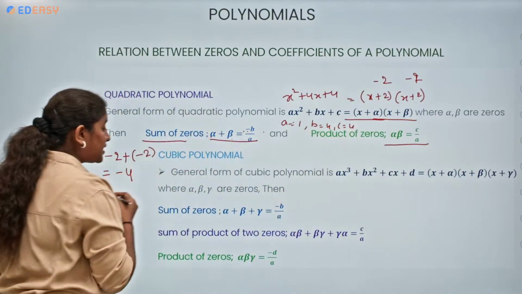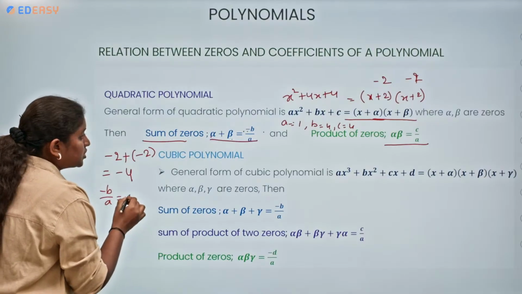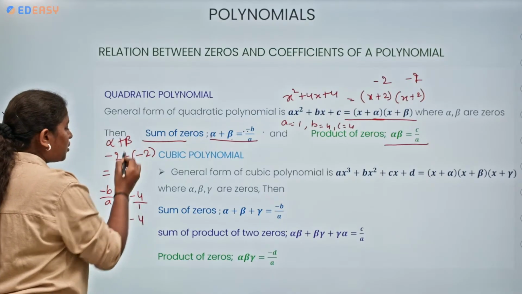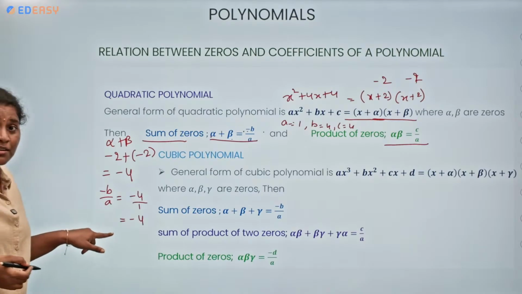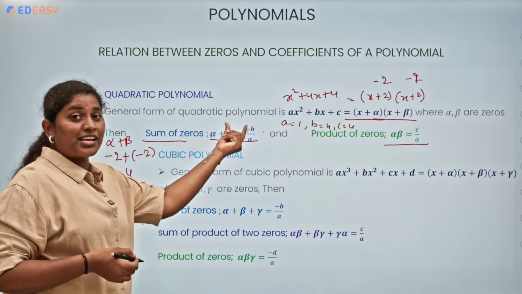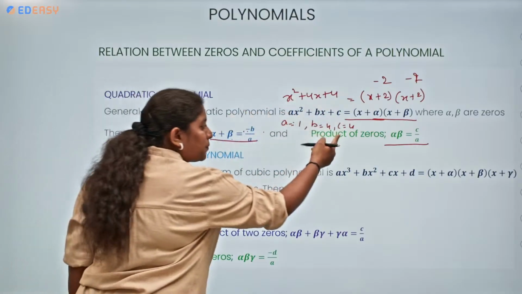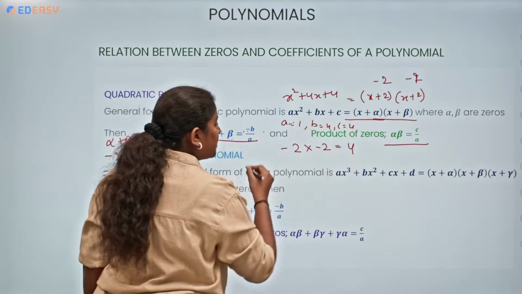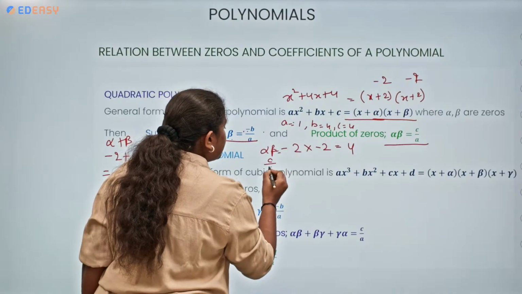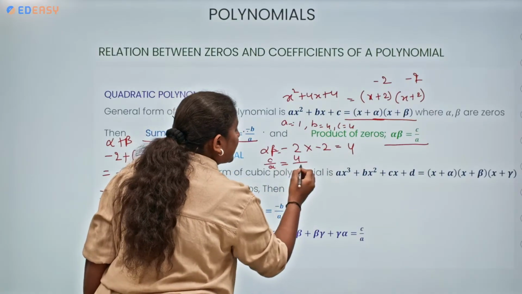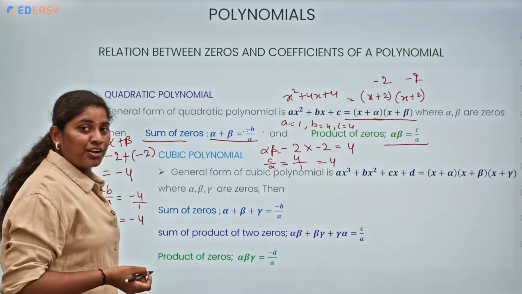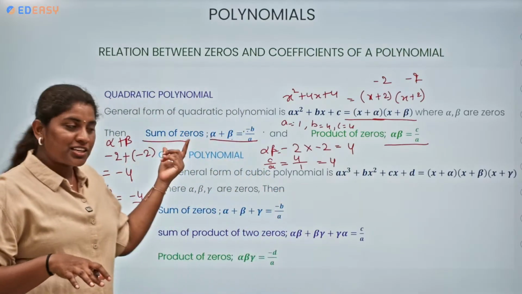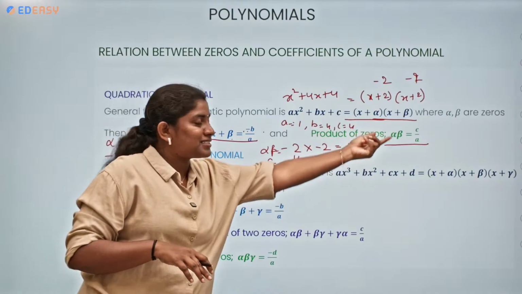So what is minus b by a? Minus b by a equals -4 by 1, which equals -4. So alpha plus beta we got -4 and minus b by a we got -4. So sum of zeros equals minus b by a. And what about the product of zeros? -2 into -2 is plus 4, and c by a, where c is 4 and a is 1, which is nothing but 4. So we got product of zeros equals c by a. Very simple, right? Sum of the zeros is minus b by a and product of the zeros is c by a.